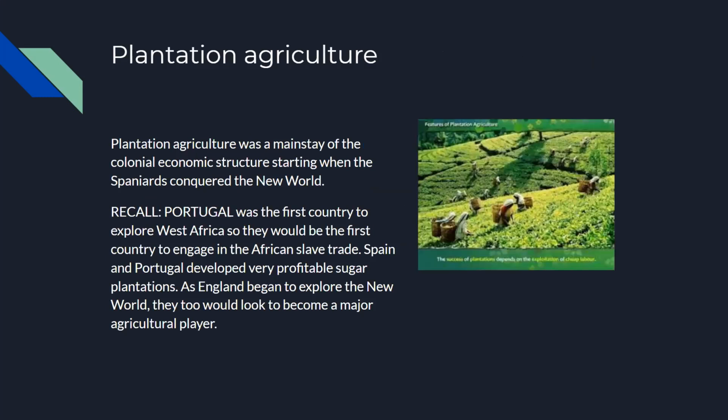All right, plantation agriculture. Let's look at plantation agriculture. What is plantation agriculture, you may ask? Plantation agriculture was a mainstay of the colonial economic structure, starting when the Spaniards conquered the New World. Recall, Portugal was the first country to explore West Africa, so they would be the first country to engage in the African slave trade. Spain and Portugal developed very profitable sugar plantations. As England began to explore the New World, they too would look to become a major agricultural player.